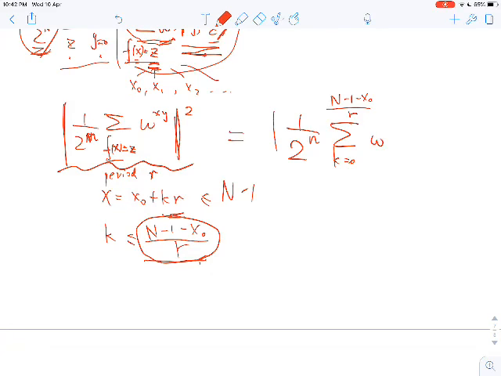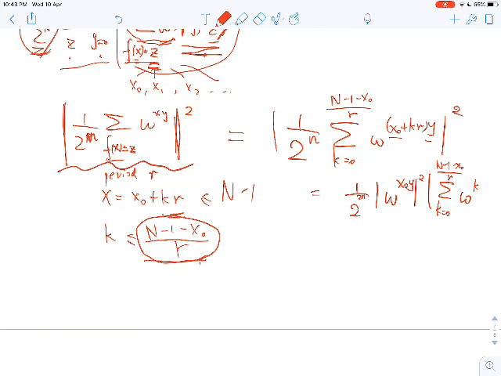And omega to the power x is represented as like this form. The squared magnitude is 1 over 2 to the power 2n, and we break down this part: sum over x0 of the squared magnitude of sigma k from 0 to (N minus 1 minus x0) over r of omega to the power kry, squared, right? This is the probability we can measure.